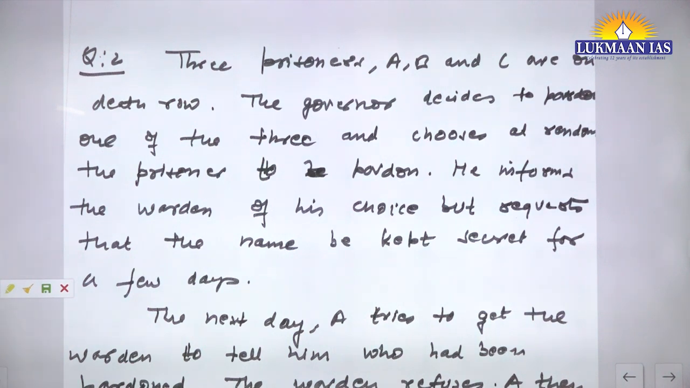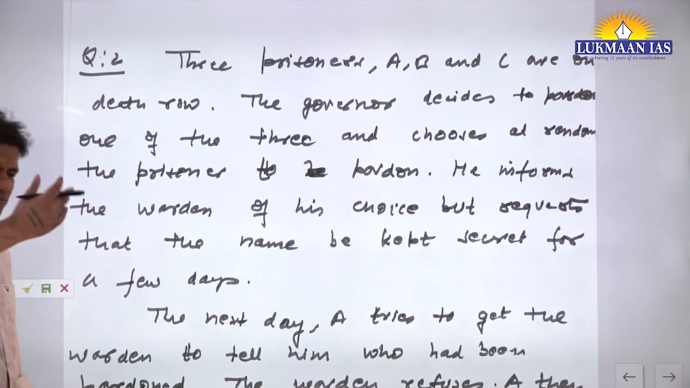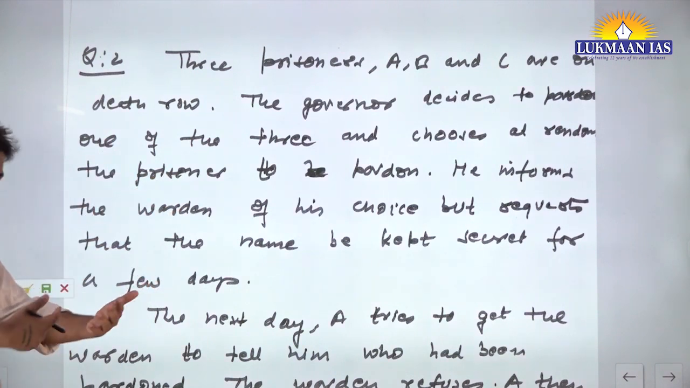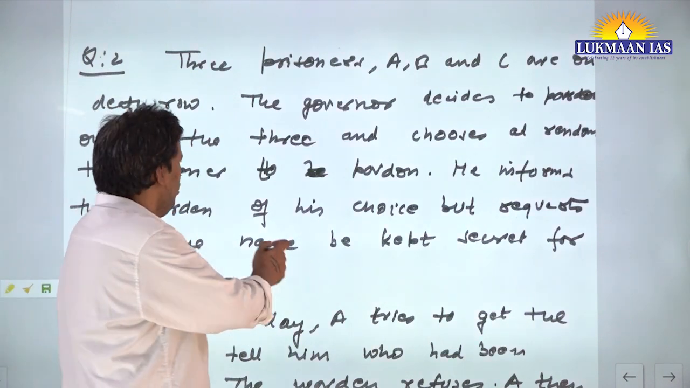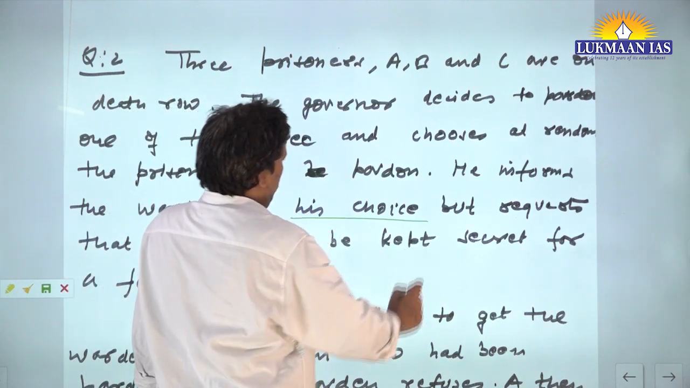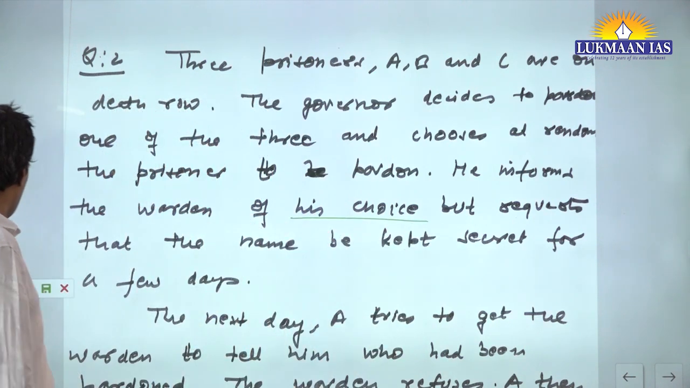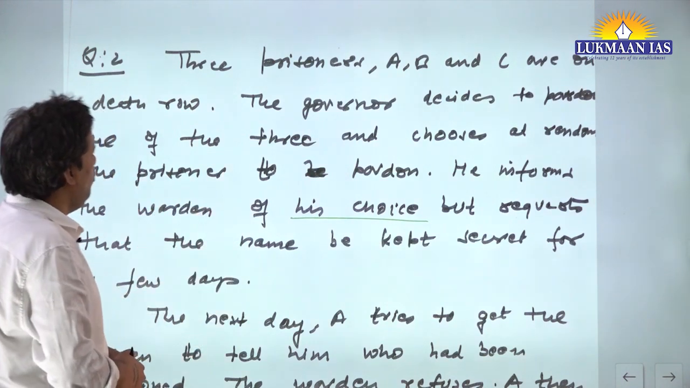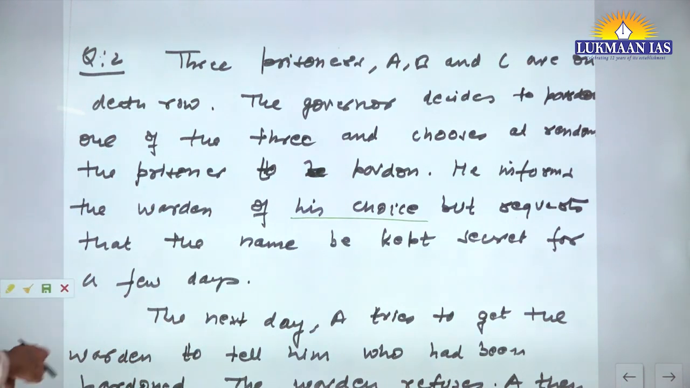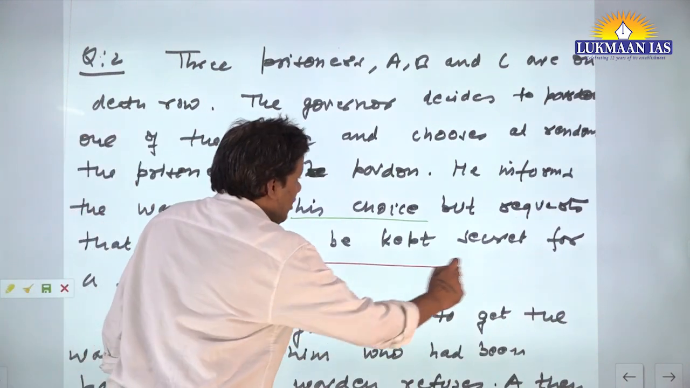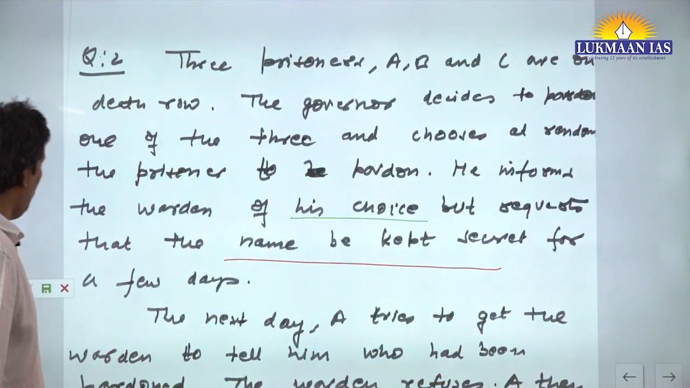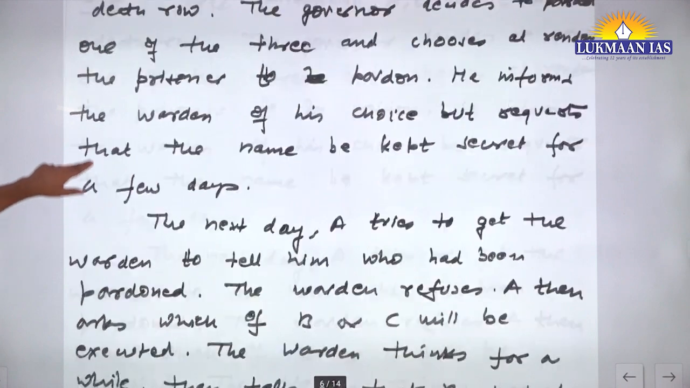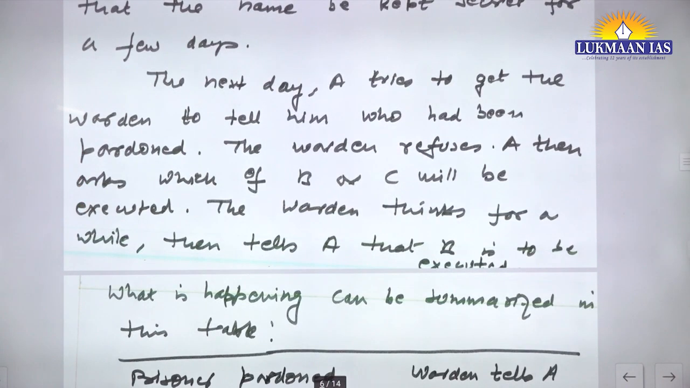So then he informed the warden. Warden means, let's say governor is understood, the warden is the one who will look after his choices. He must have chosen somebody randomly, and then he said maybe somebody who is to be pardoned, but requested that the name be kept secret for a few days, so that the prisoners who are about to die.